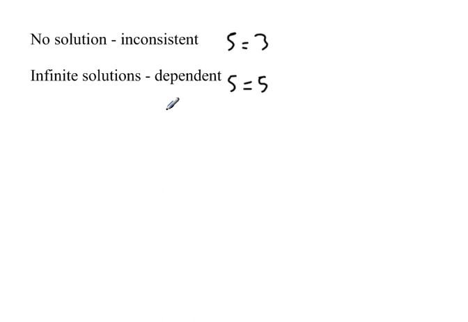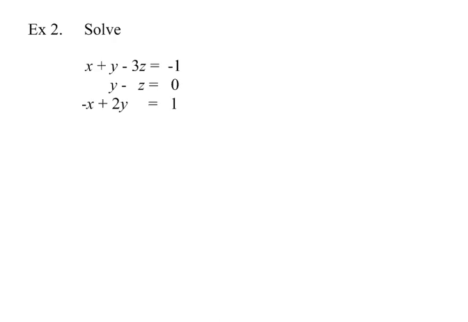Now, a couple words you might see. Inconsistent is the word that we use for no solution. I prefer just saying no solution, but sometimes you'll see or hear the word inconsistent. Dependent is a word we use for infinite solutions, meaning any value of y is just dependent on what you plug in for x.